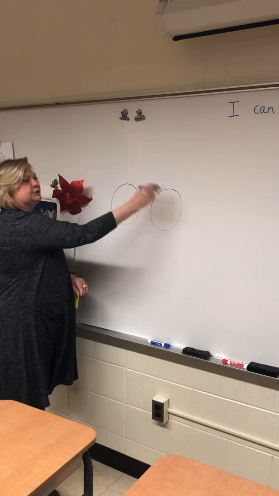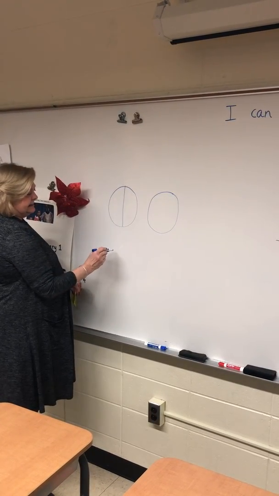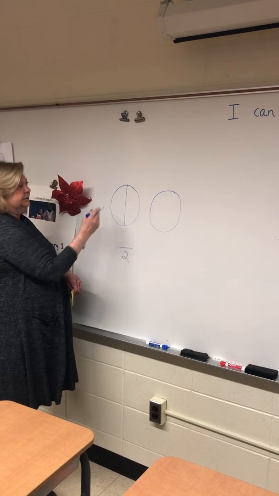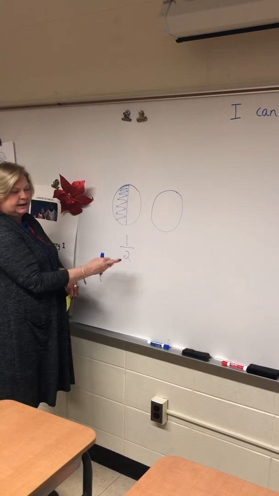Well, pretend these are two perfect circles. So this one, I want to divide into two pieces. So my denominator is 2. If I shade in half, then that would be 1 out of 2, 1/2.